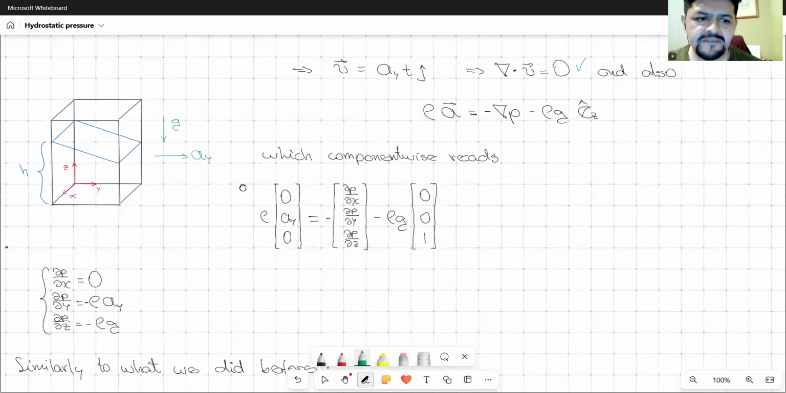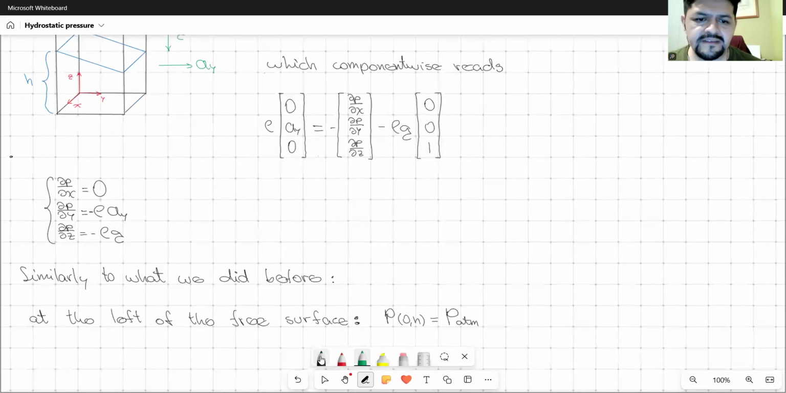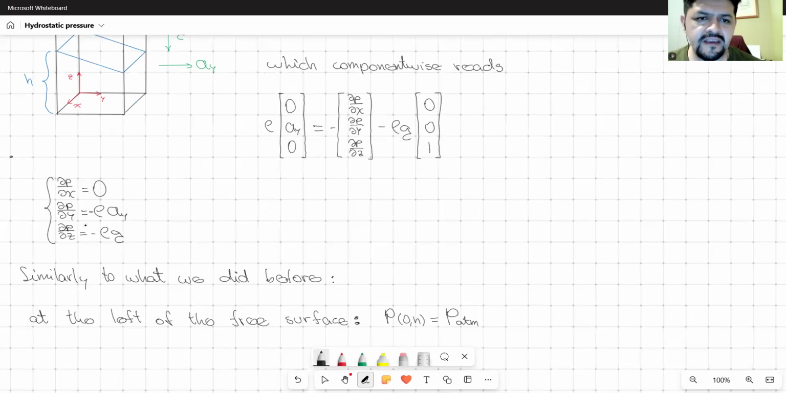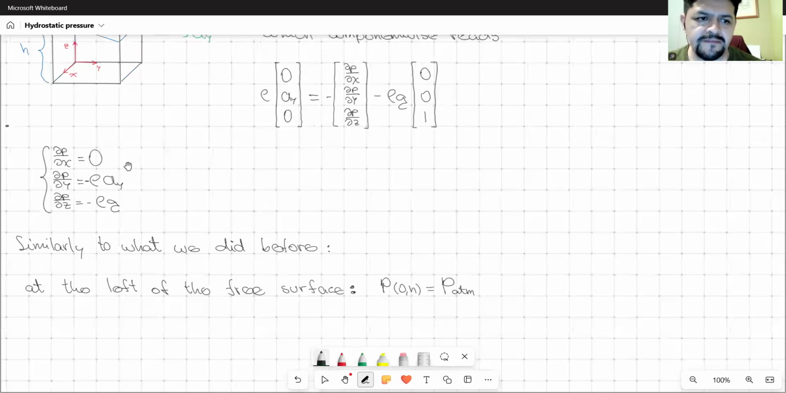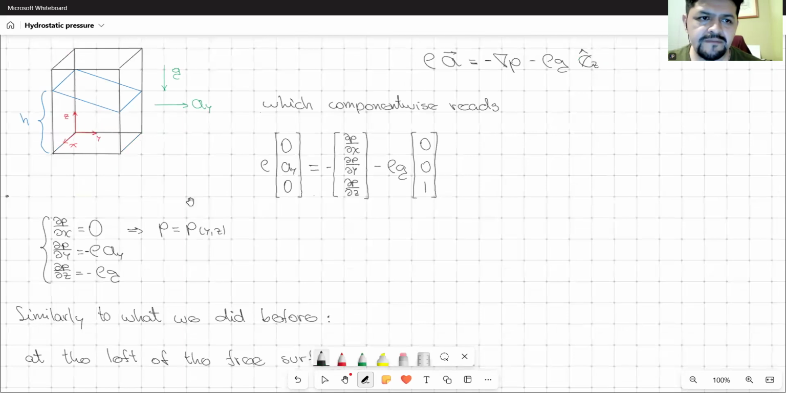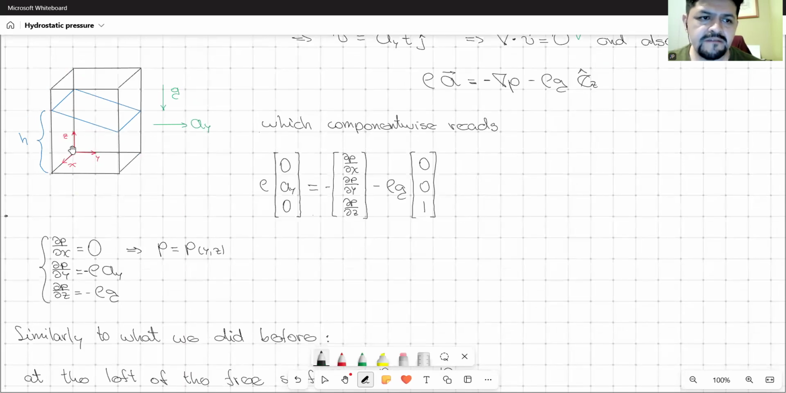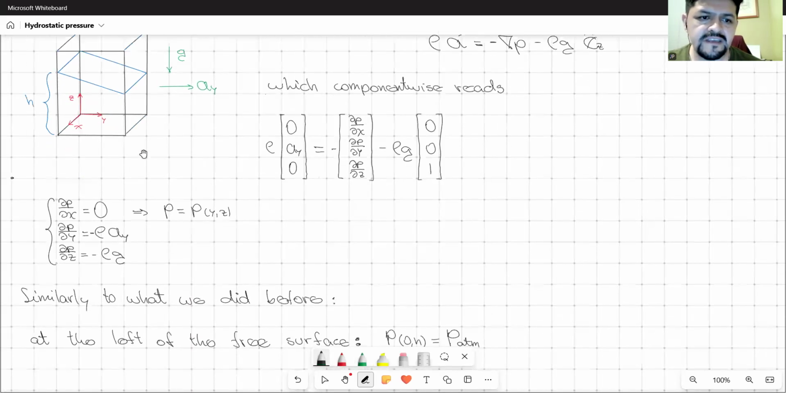And the same way as we did before, from this pictorial equation, we have three equations component-wise. From the first one, we immediately see that this implies that the pressure will be a function of y and z, as opposed to what we had before. If you recall, we found that pressure was a function of z alone.